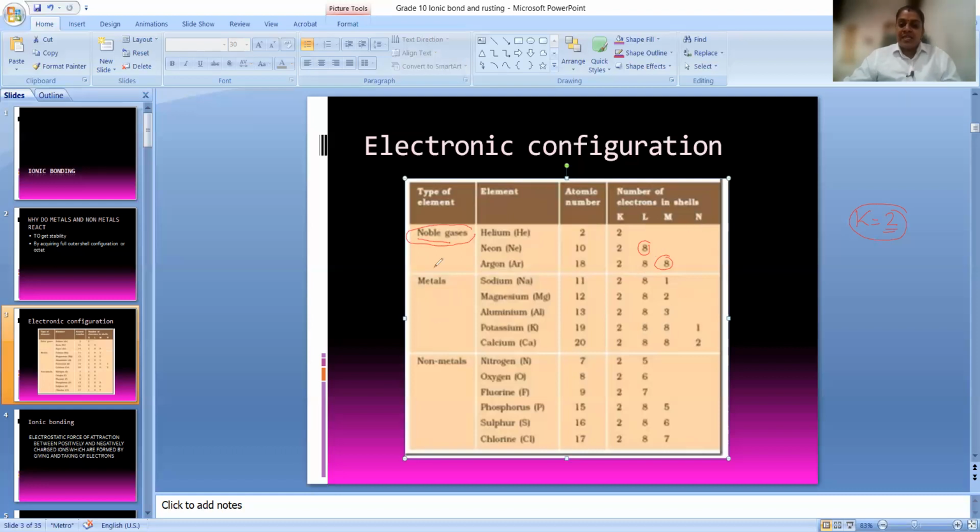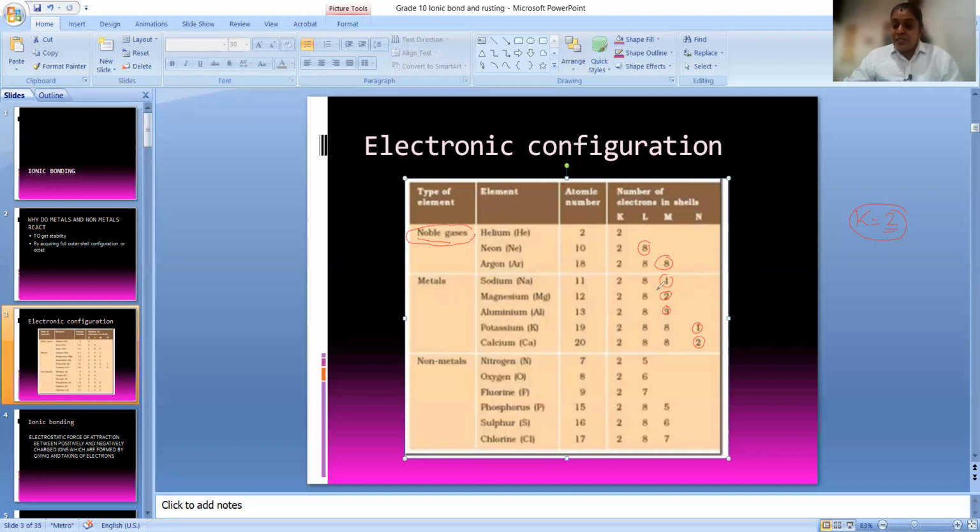Understand? So we can see metals. These metals, sodium, magnesium, aluminum, potassium, and calcium: how many electrons are in the outer shell? 1, 2, 3, right? And here also 1, 2. So the number of outermost electrons is very small. Only 1 for sodium, only 2 for magnesium, only 3 for aluminum, and for potassium and calcium, 1 and 2 only.